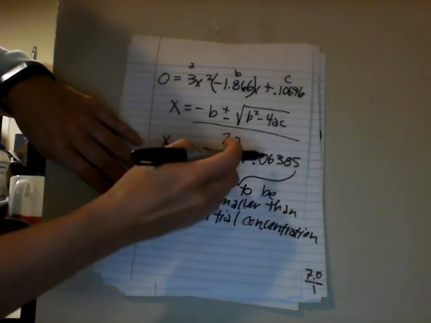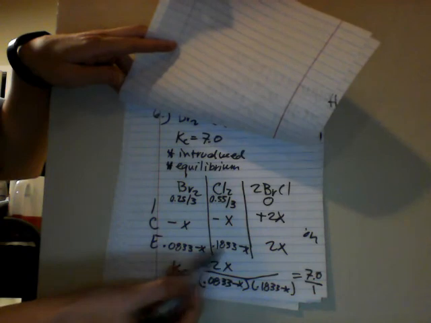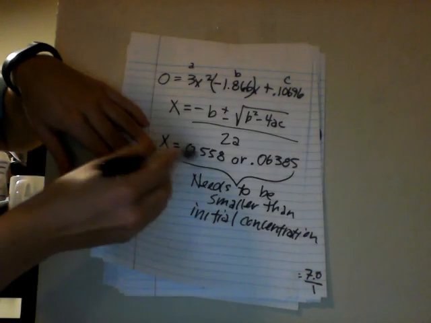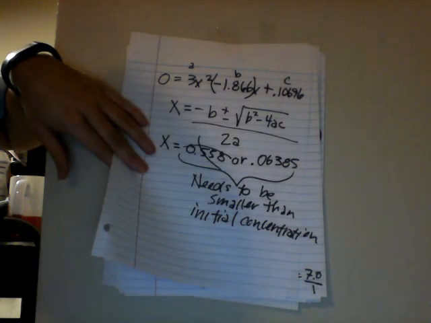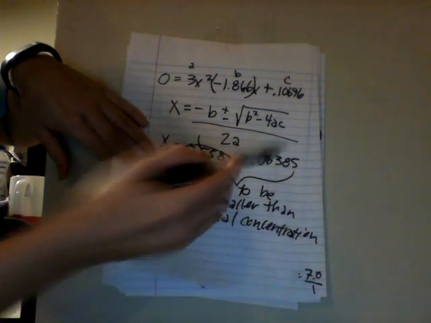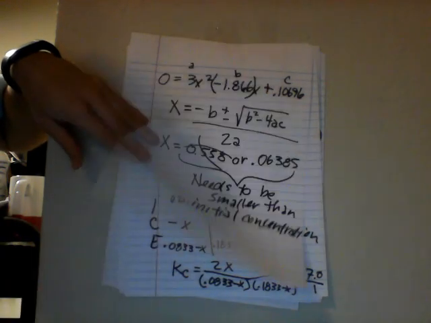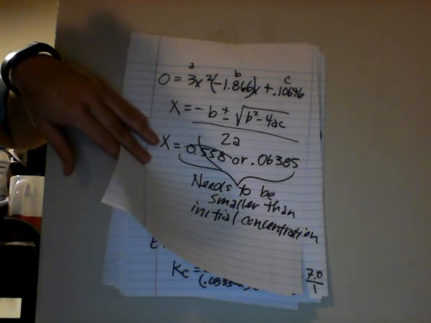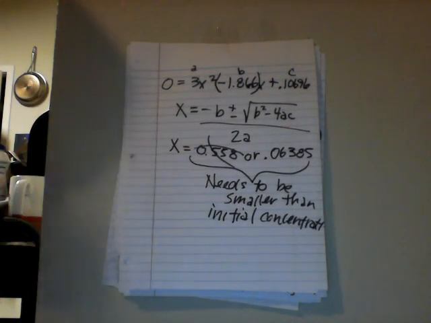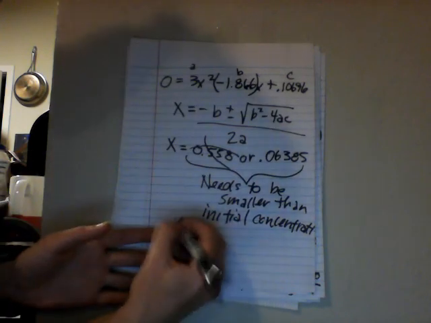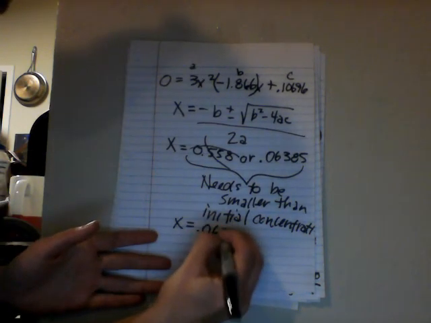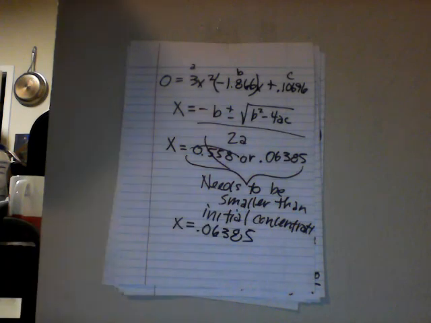So which one of these is smaller than that number? This is obviously too big. You can't have anything bigger than your initial concentration, right? Make sense? Okay. So that is not possible, and my x value is this. x is equal to 0.06385.